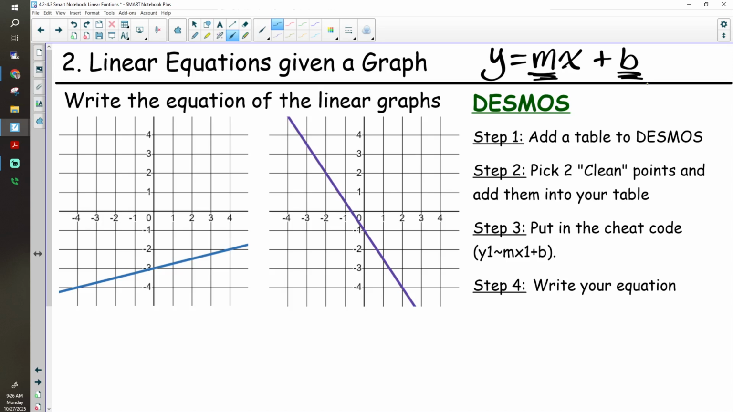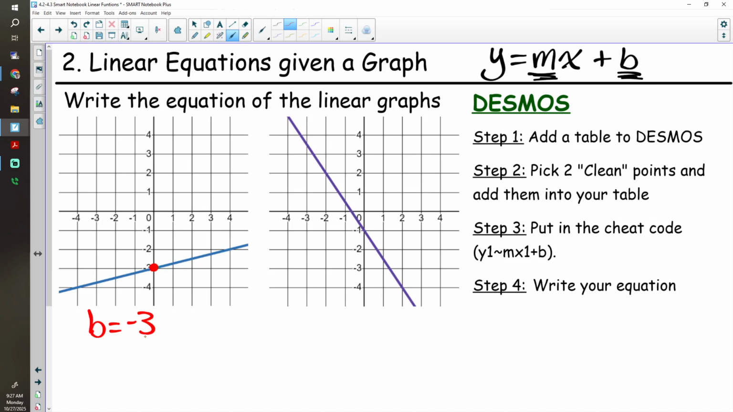To write the equation, we need two things: M and B. B is easy. B represents what? Which intercept? The y-intercept. Where does my line cross the y-axis? That's my B. B is -3. So I already know half my equation: y equals something x minus 3.